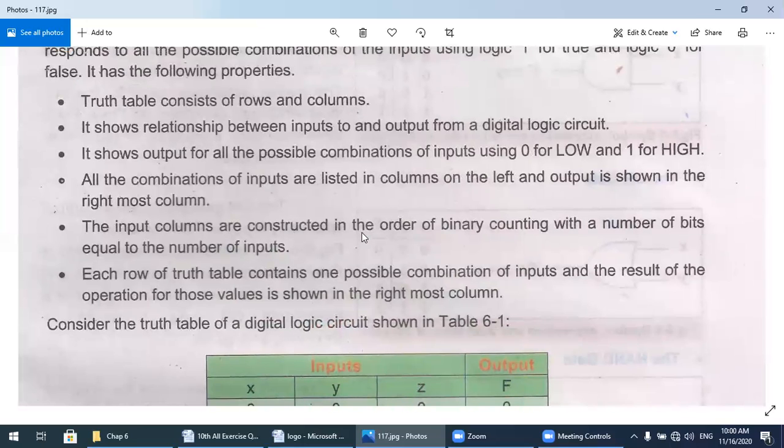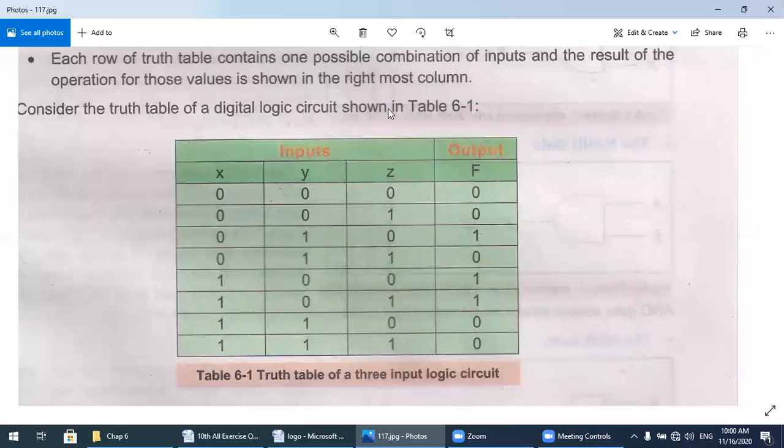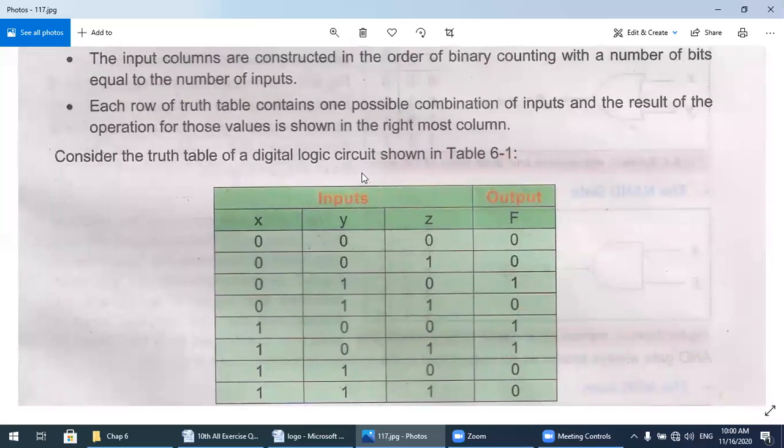The input columns are constructed in order of binary counting, with the number of bits equal to the number of inputs. So keep in mind, the number of bits must be equal. Why do they represent 0, 0, 0 here? I will explain after the properties. Each row of a truth table contains one possible combination of inputs, and the result of the operation for those values is shown in the rightmost column. Now I am going to solve a simple question which belongs to the truth table. I will show you how to make the truth table.